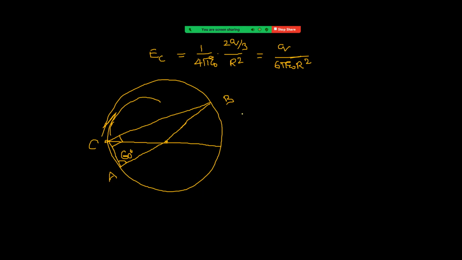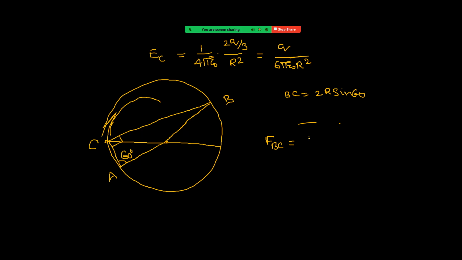Now, BC value, how much does it mean? It is 2R sine 60. So BC value is 2R sine 60. Once we get the BC value, we can find the force between those two, right? See how much we get: the force between B and C.